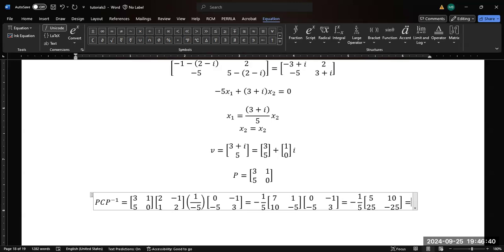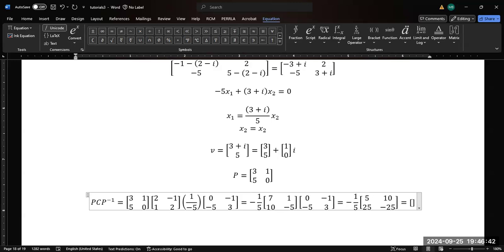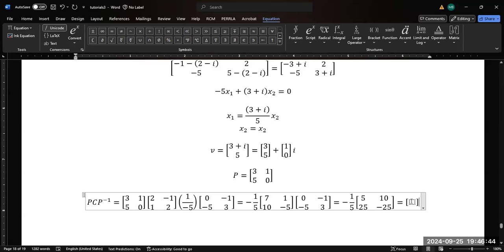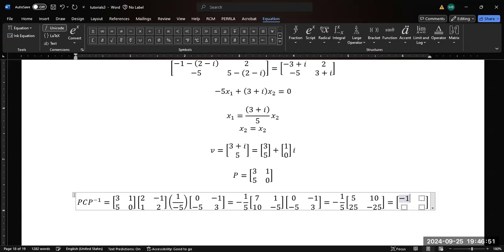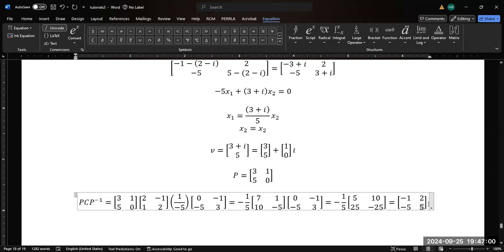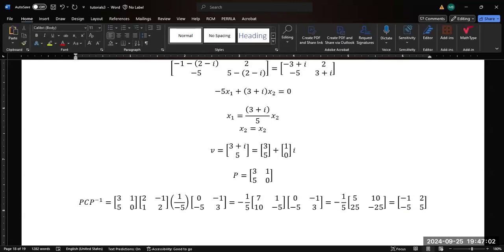And so now, when you multiply by the negative 1/5, you do in fact get back to our original matrix, which was -1, 2, -5, and 5. Yeah, so don't lose those minus signs. Check your work and make sure that everything works out correctly.